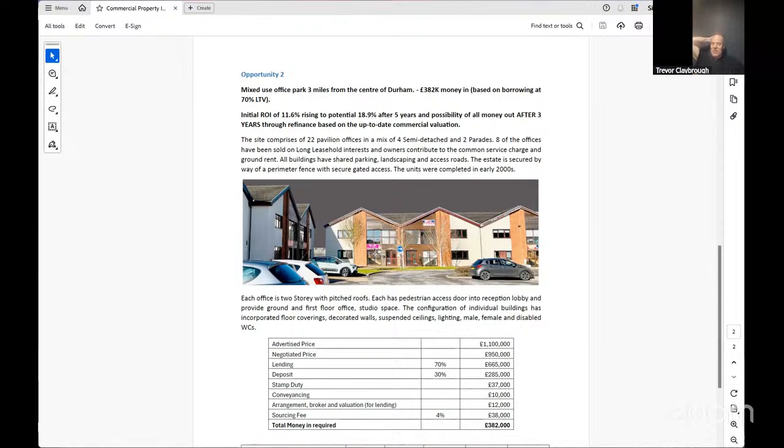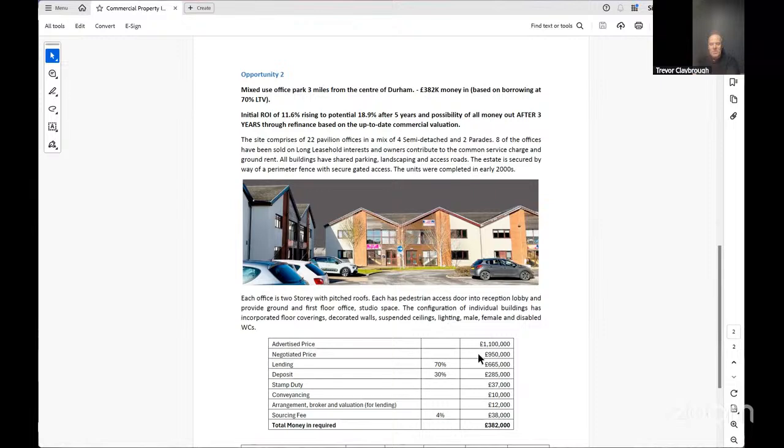For the moment, we haven't negotiated a good price on that one, so we're not offering that as a deal, but that might change in the coming months. So what we've got here is called 4 semi-detached and 2 parades. A parade is basically a long terrace of units. So 8 of them have already been sold on long lease, so there's a ground rent on those and the service charge. And then there's, I can't remember, something like 20 units which are on short leases with the ongoing income.